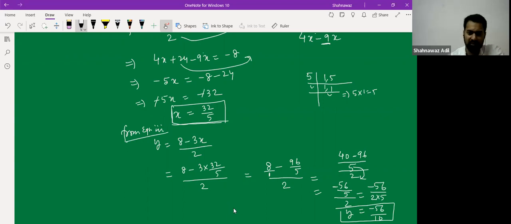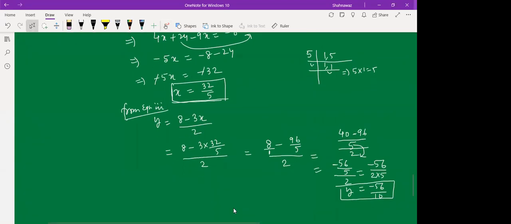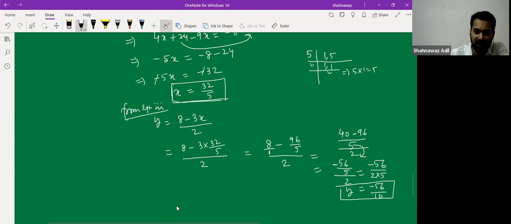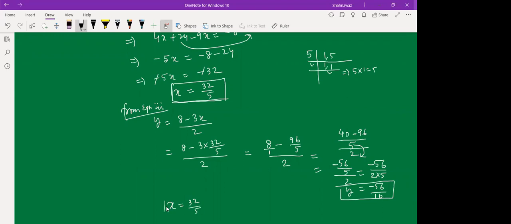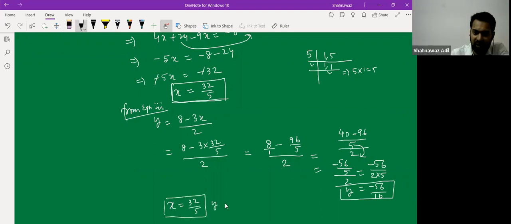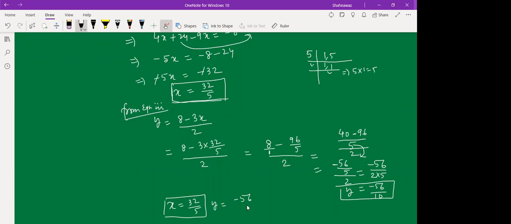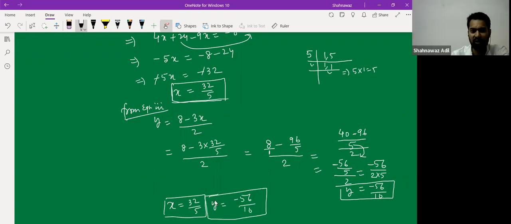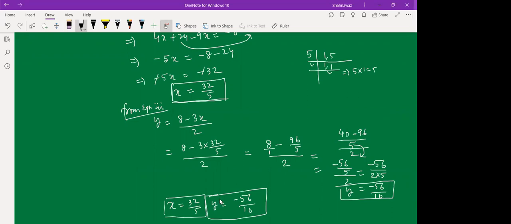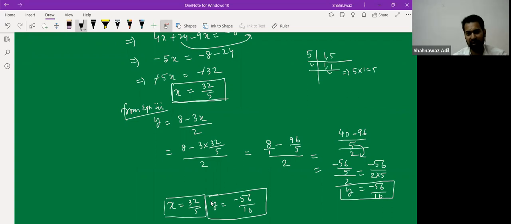Any doubt? No, sir. So what did we find? By substitution method, x is 32 by 5, and y is minus 56 by 10. Right. So you can see that this has one solution, a unique solution, which means that these are intersecting lines, right?